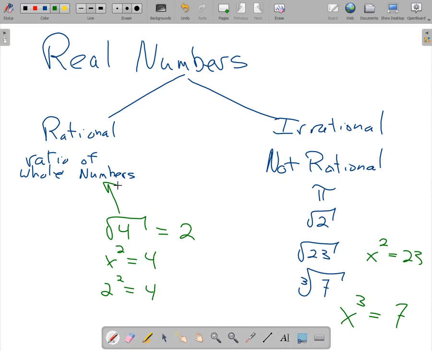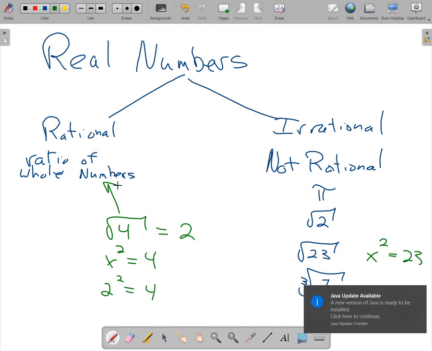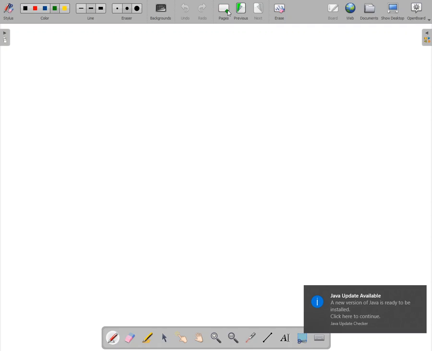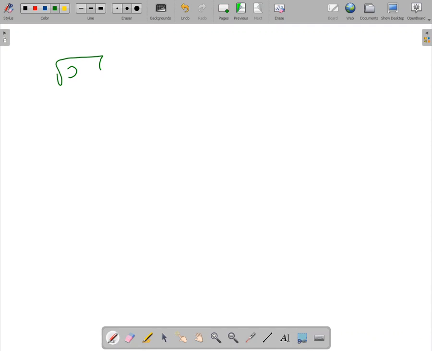If I try to take the square root of a number that's not a perfect square, it turns out the answer is going to be irrational. Now, perfect squares can be decimals too. So for example, whip out a calculator if you don't already have one. What's the square root of 2.25?